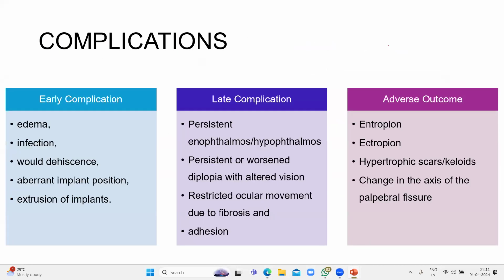To compile the complications, they are early and late. A complication is different from an adverse outcome. An adverse outcome is because of something wrong which we have done. Early complications include edema, infection, wound adhesions, aberrant implant position, which I showed you, and extrusion of implants. Late complications include persistent enophthalmos, persistent or worsened diplopia or altered vision, restricted ocular movement, and fibrosis. Adverse outcomes can be entropion, hypertrophic scars, and change in the axis of the palpebral fissure.